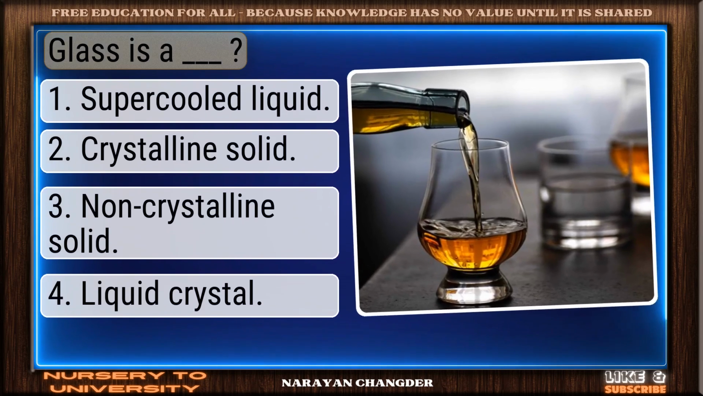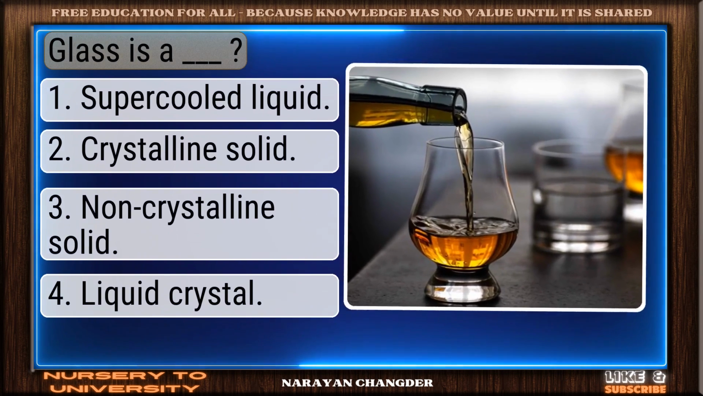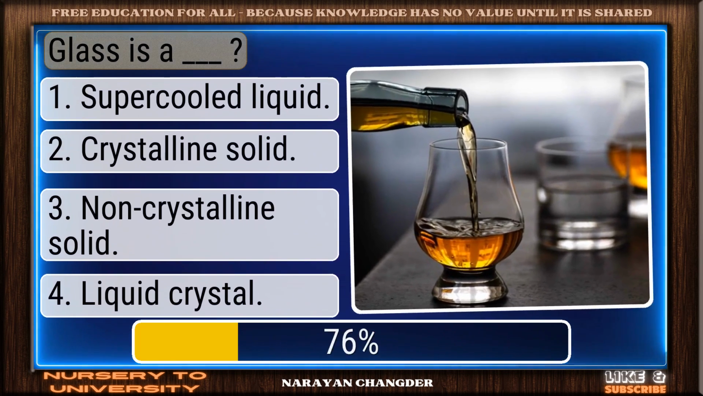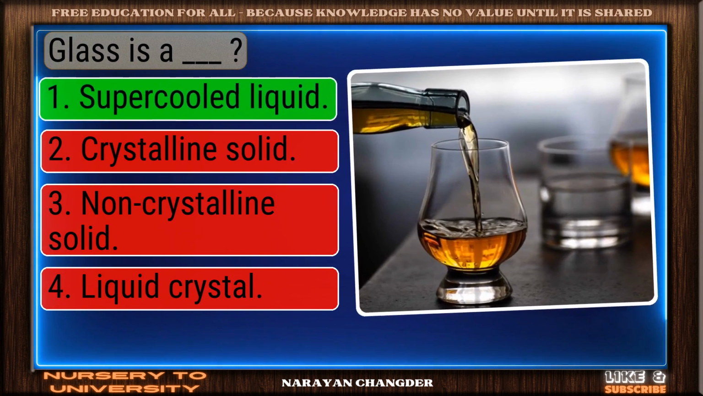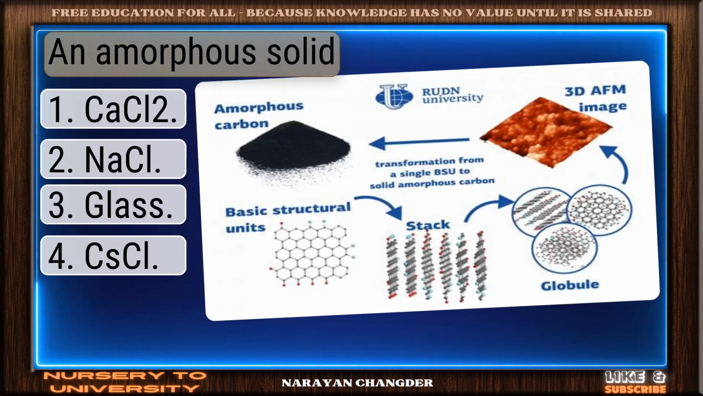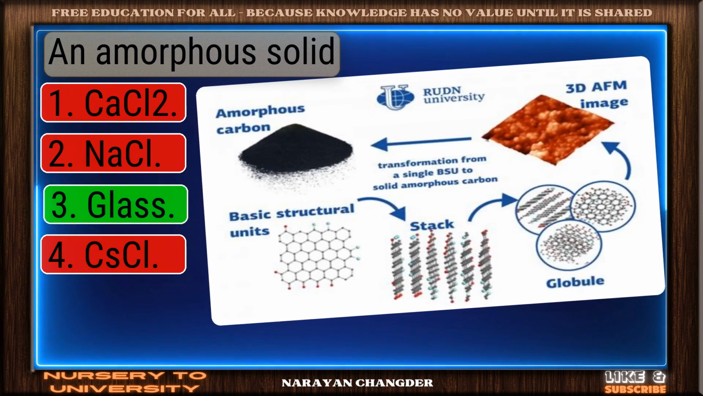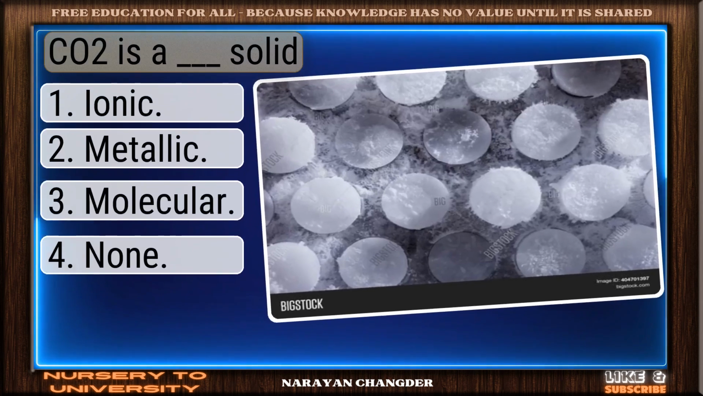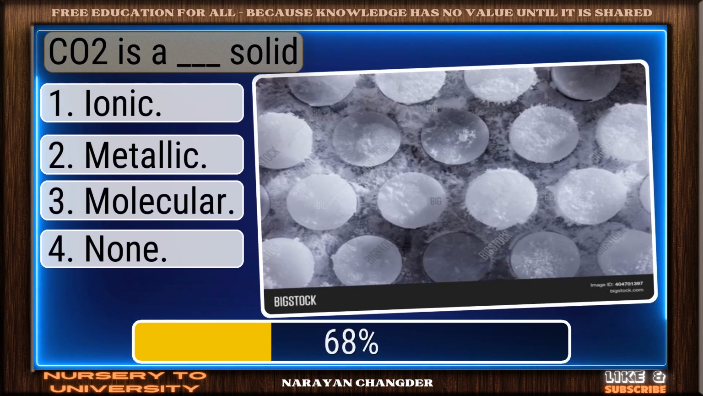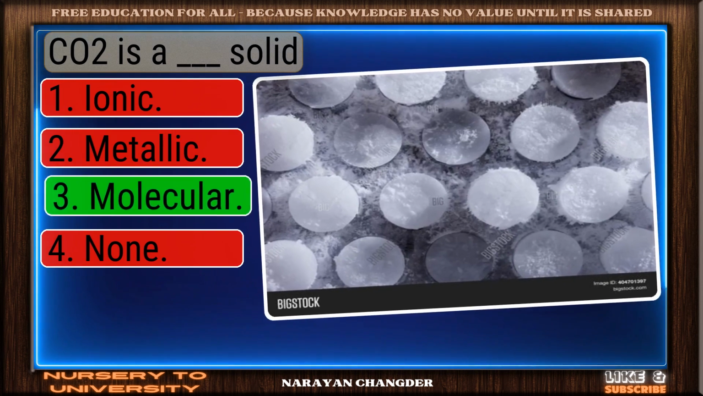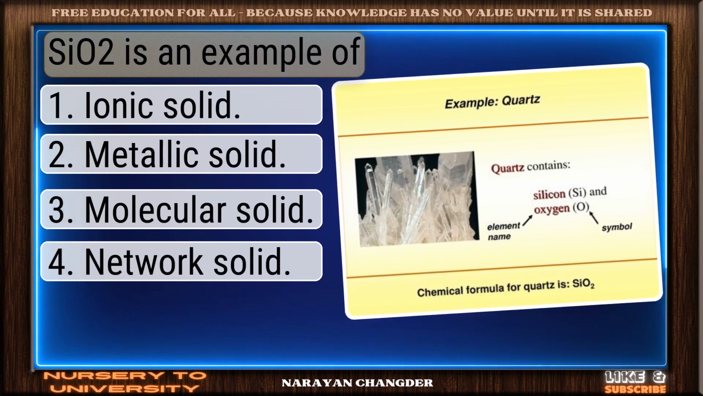Can you solve all these solid-state questions? Glass is a dash. Commendable response, supercooled liquid. An amorphous solid. Excellent work, glass. Quartz is a dash solid. Well articulated, molecular. SiO2 is an example of.